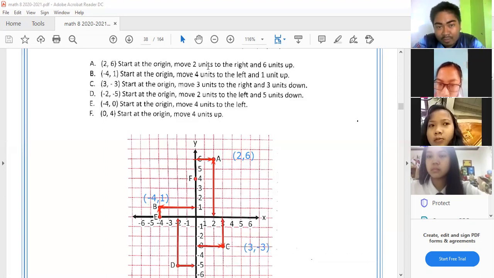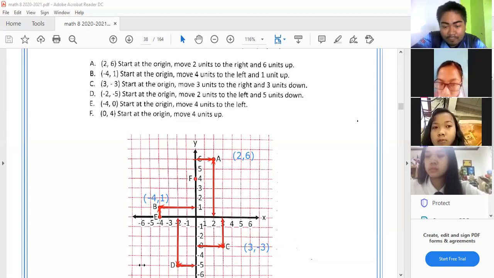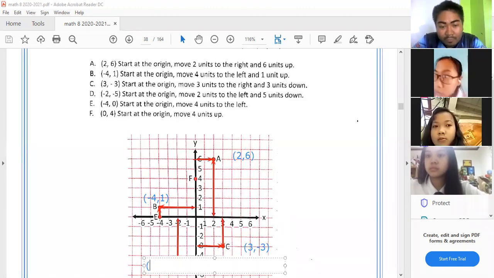Next, we have negative 2 and negative 5. So, starting from here, negative 2, bababa ka. Papunta ka sa negative 5, so sa tapat yung negative 5. That's letter D, which is (-2, -5).